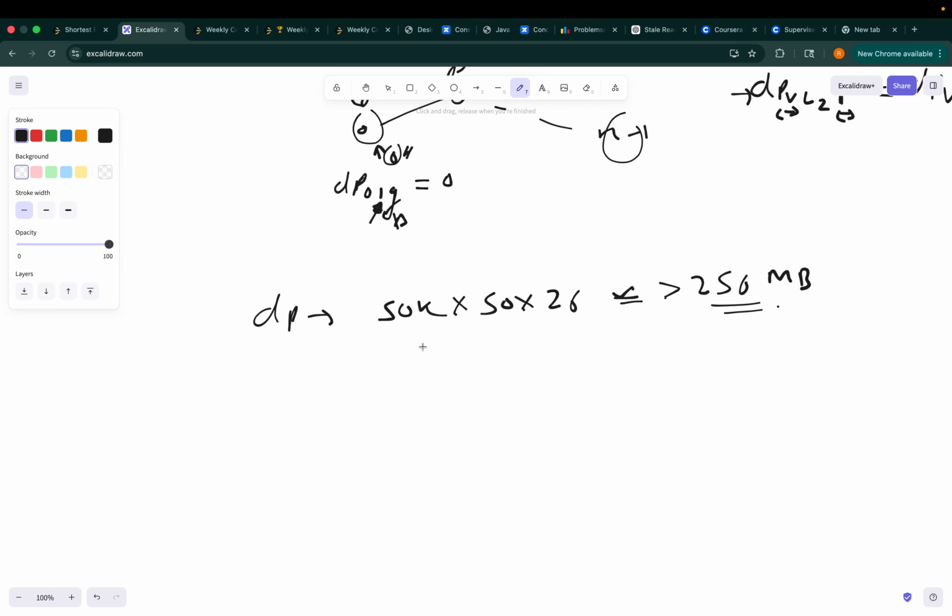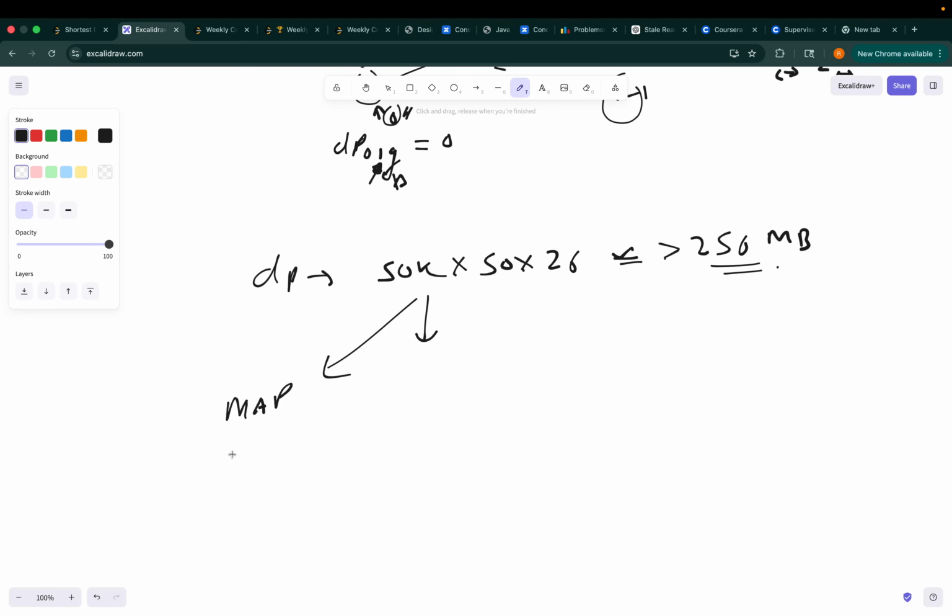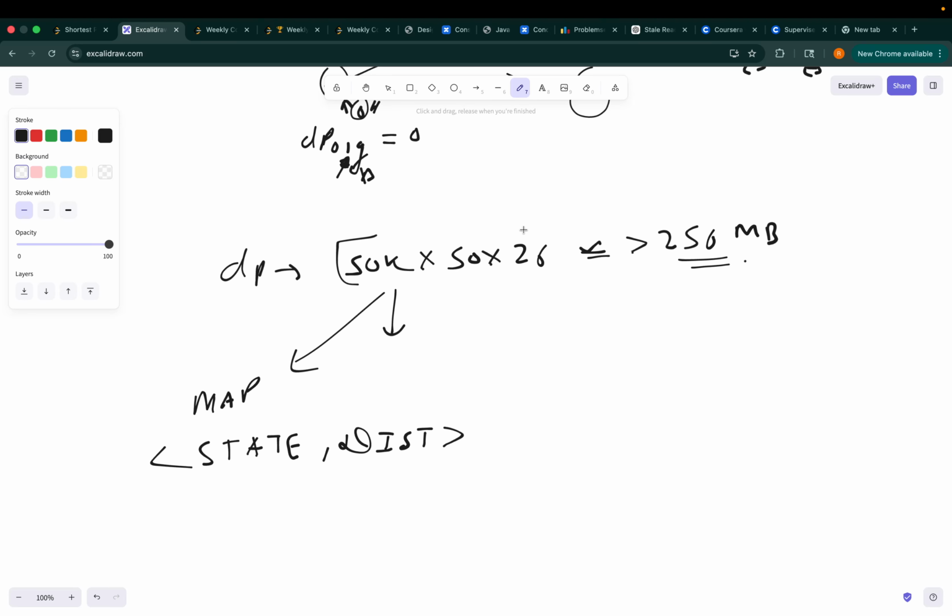So what we can do is, instead of DP, we don't need to store all these states, because we will not be obviously touching all the states. We'll be only touching the states that the algorithm actually traverses. So how do you do that? Instead of DP, what you can do is you can have a map which will just say state and distance.